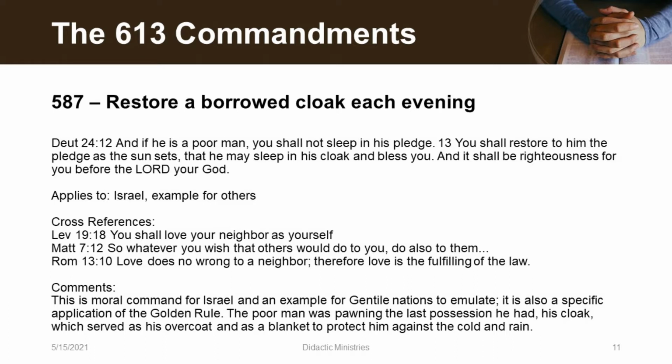This is a moral command for Israel and an example for Gentile nations to emulate. It is also a specific application of the Golden Rule. In this case, the poor man was pawning the last possession that he had, his cloak, which served as his overcoat during the day and as a blanket at night to protect him against the cold and rain. So even though the cloak was collateral for a loan, God ordered the lender to return it to the borrower each night so the poor man could keep warm. God was teaching Israel how to love their neighbor as themselves.